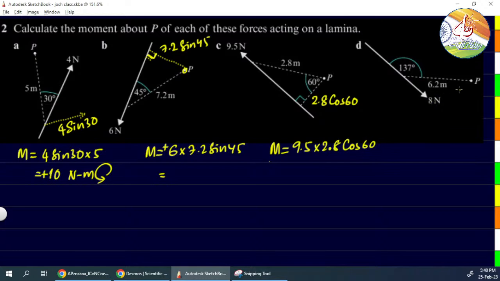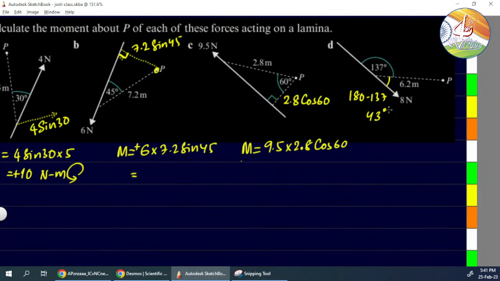And finally here the other angle has been given to us. So we need to be careful. So first we need to find this angle. How much is this angle? 180 minus 137. How much? 43. Correct?